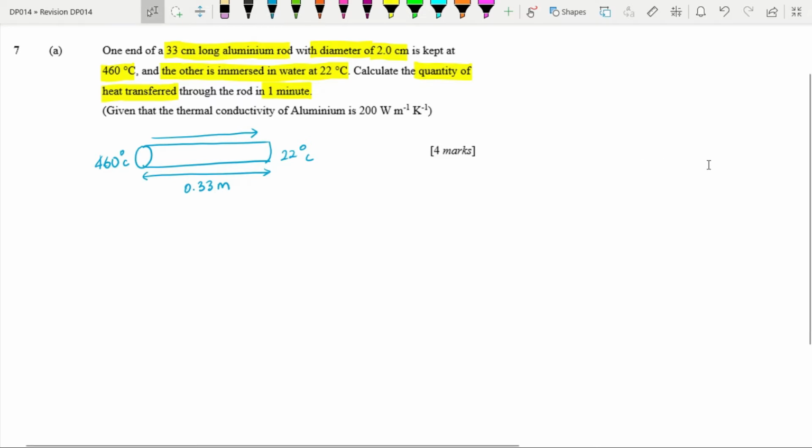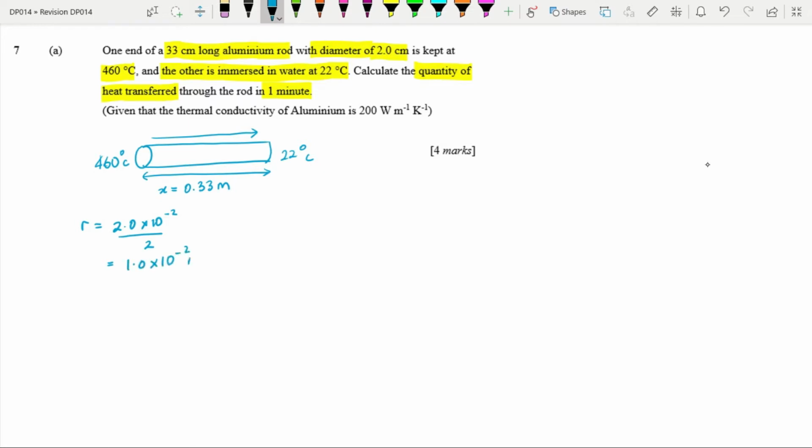So soalnya diameter, kita akan gunakan radius. So radius dia, kalau nak convert pergi meter, jadi 2.0 divided by 2, then divided by 100, so dia akan jadi 1.0 times 10 exponent negative 2 meter. So that will be the radius. Okay, so question asks for Q, quantity of heat. So dia minta Q. So kita ada satu equation which is given by dQ over dt.